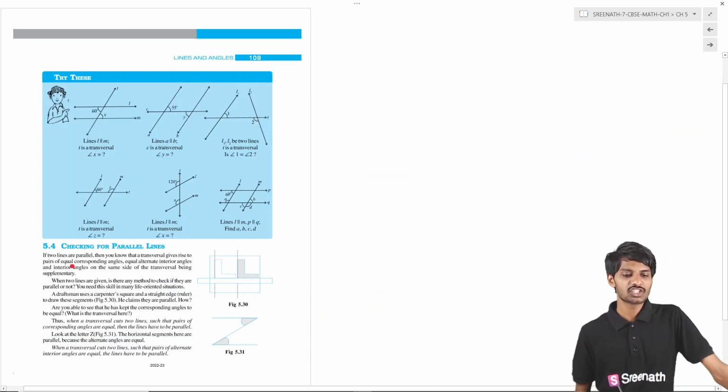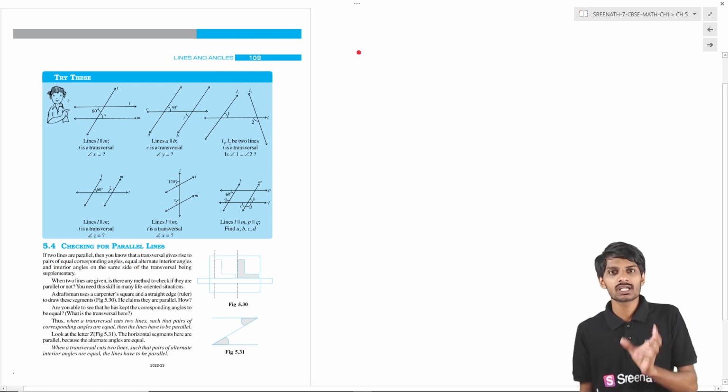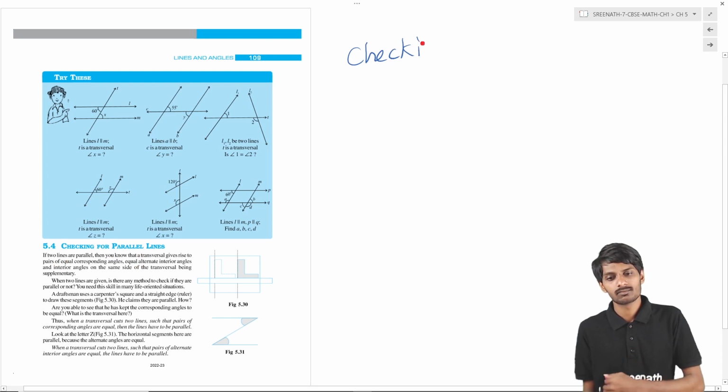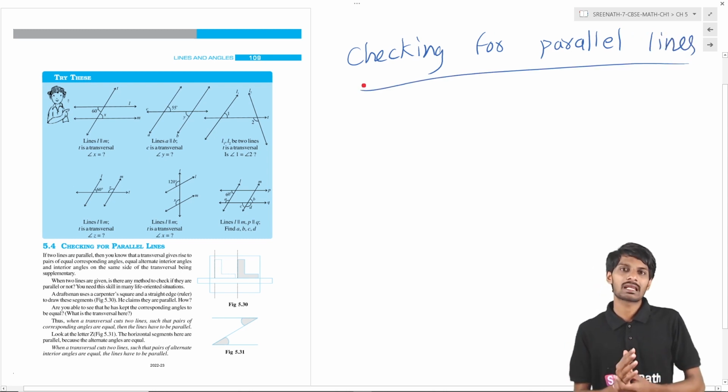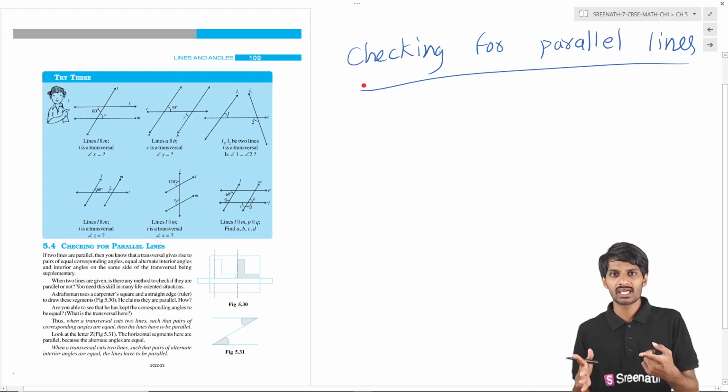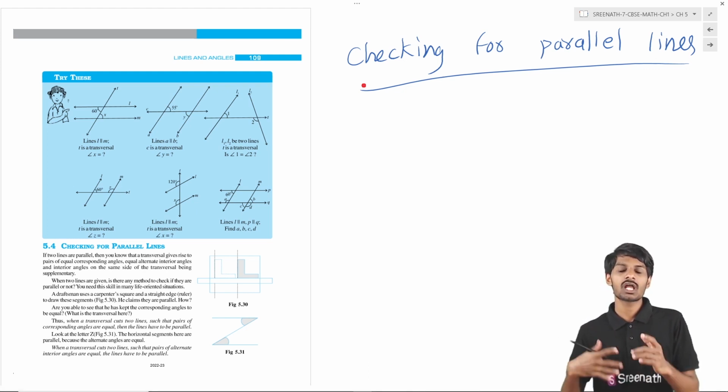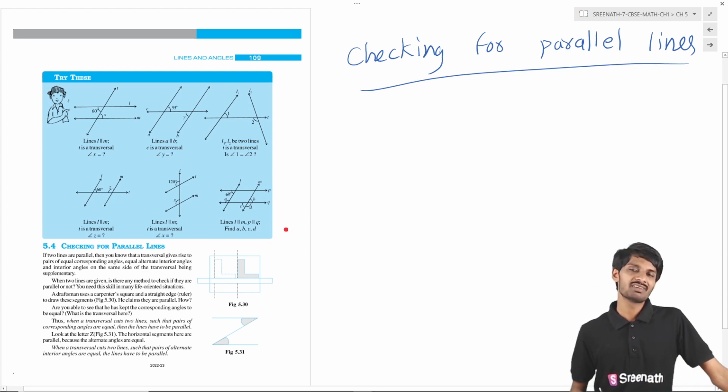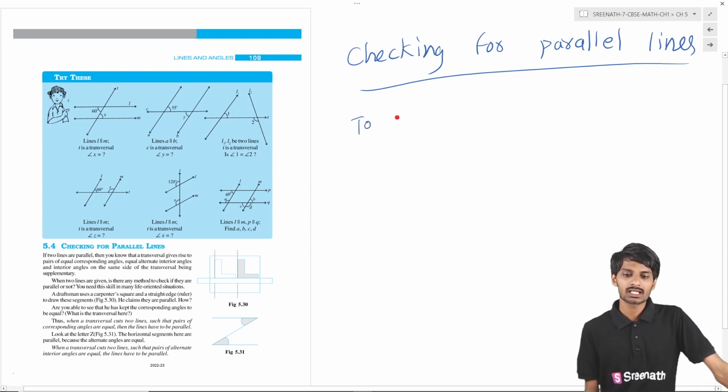Now we will check for parallel lines. This is the next concept. How do we check for parallel lines, students? If two lines are given, and somebody asks you whether these two are parallel lines or not, how can we check it? It is very simple to check.